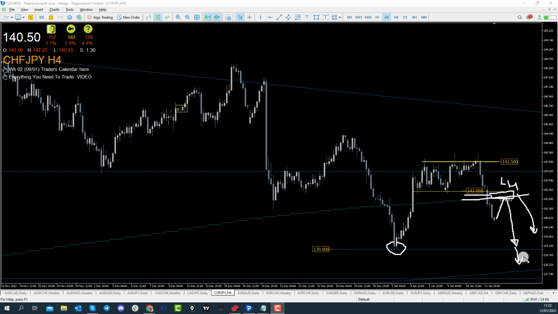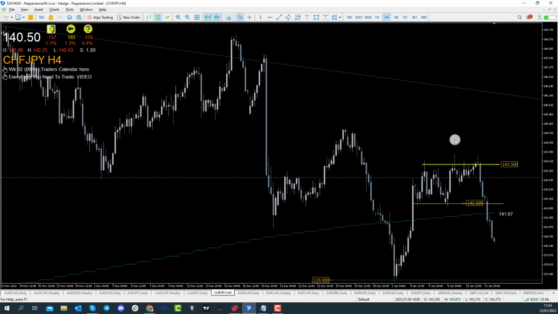Obviously then if price trades through that, we open the door to the 137.50 handle, which was highlighted on that weekly time frame. Swiss yen is the opportunity we're going to be focusing on today.